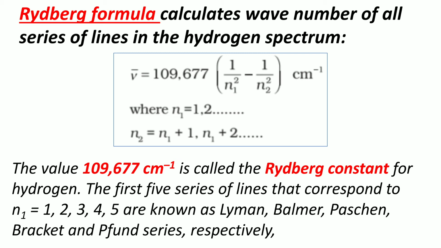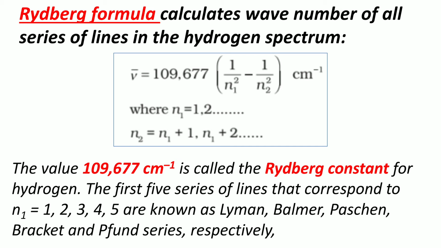where n1 is the first orbital and n2 is the higher orbital. So n2 is the higher energy state and n1 is the lower energy state. The value 109,677 centimeter inverse is called the Rydberg constant for hydrogen.